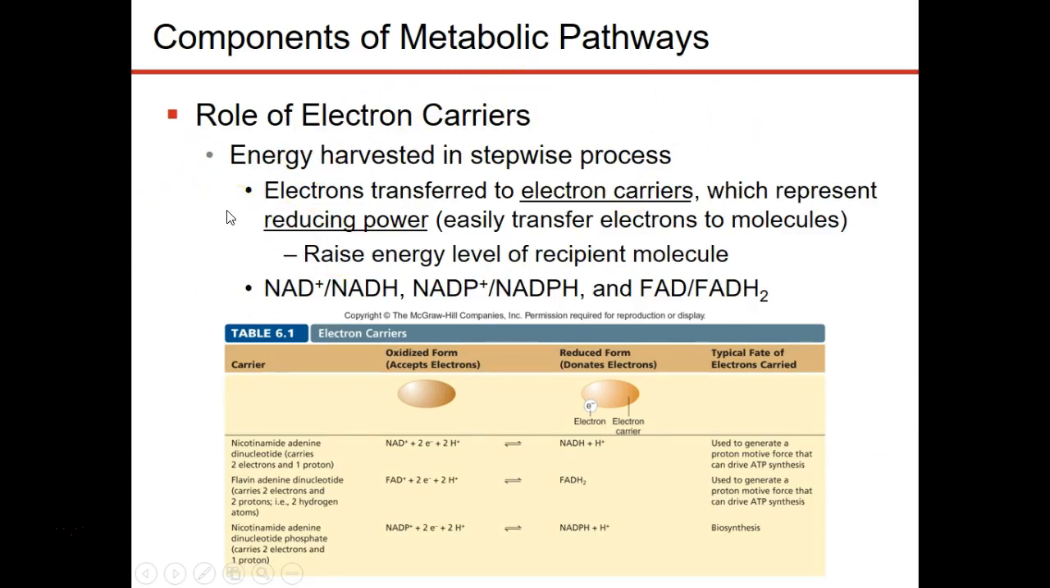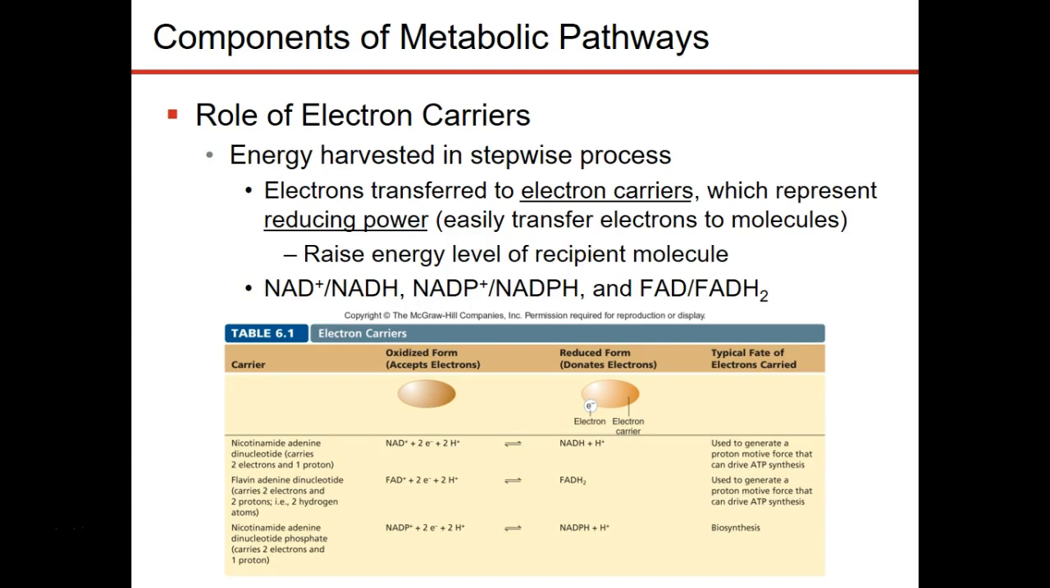We also have electron carriers that are associated with the production of energy. So we've talked about coenzymes, and I mentioned NAD and FAD, I know at least one time. NAD, nicotinamide adenine dinucleotide, FAD, flavin adenine dinucleotide. They are both electron carriers. Nicotinamide adenine dinucleotide phosphate, NADP, is also an electron carrier. When I think of these, I think of taxis.